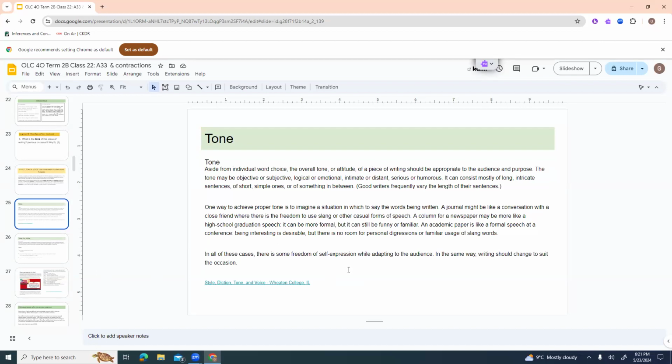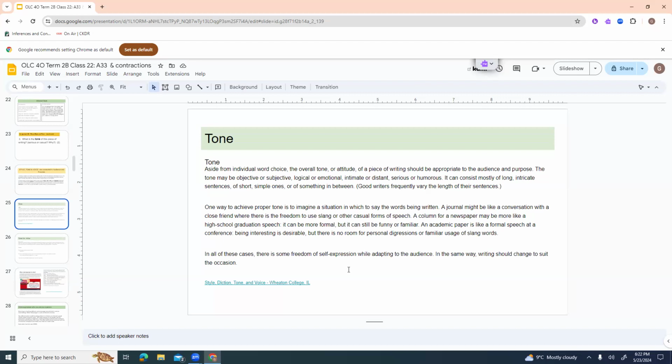Tone. Aside from individual word choice, the overall tone or attitude of a piece of writing should be appropriate to the audience and the purpose. The tone may be objective or subjective, which means objective is like it's trying to describe things without allowing emotions in. Subjective is more emotional. Although here they say logical and emotional, which is really kind of the same thing. Intimate or distant, humorous or serious. It can consist mostly of long, intricate sentences, short, simple ones, or something in between. Good writers frequently vary the length of their sentences.